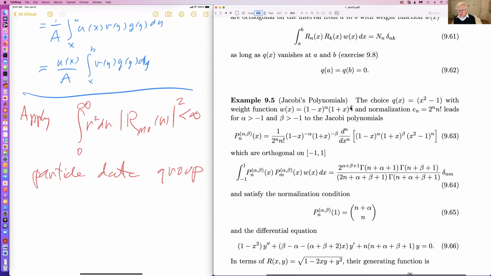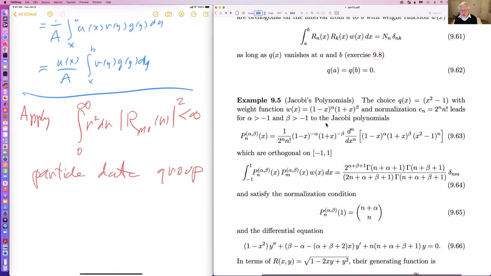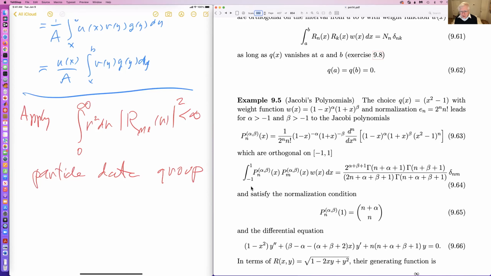And for the Jacobi polynomials, the weight function is (1 minus x) to the alpha, (1 plus x) to the beta. And you normalize them with E_n equal to 2 to the n over n factorial, which in fact is the Rodrigues normalization of the Legendre polynomials. And then what you find is that as long as alpha and beta are greater than -1, you get these Jacobi polynomials, and from this recipe they are just given by this.